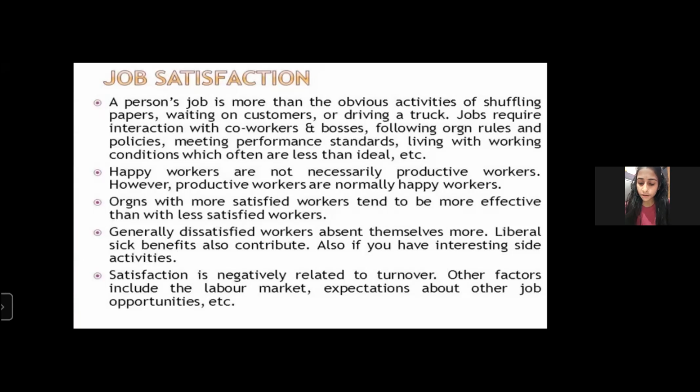Happy workers are not necessarily productive workers. However, productive workers are normally happy workers. Generally, dissatisfied workers absent themselves more. Liberal sick benefits also contribute. Also, if you have interesting side activities.